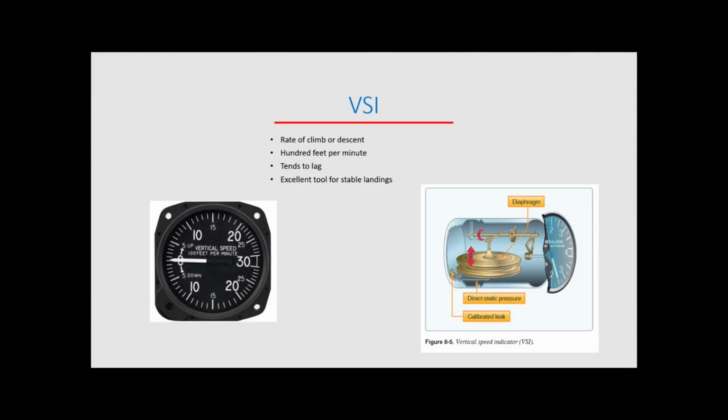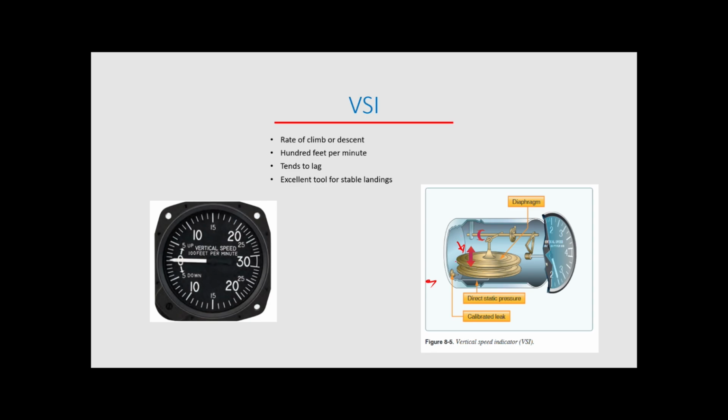Let's talk about the vertical speed indicator now. Similar to the altimeter, the vertical speed indicator takes static pressure and puts it into this diaphragm here. There is a calibrated leak that allows air to come in and leave the chamber here. As long as the air pressure inside the chamber and inside the diaphragm are the same, the vertical speed indicator will indicate 0, or a 0 foot per minute rate of climb.